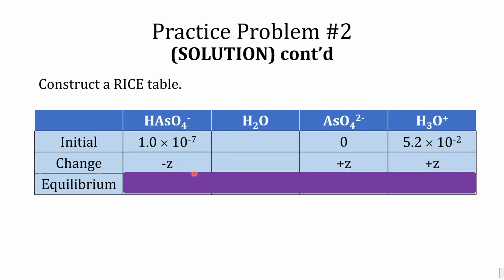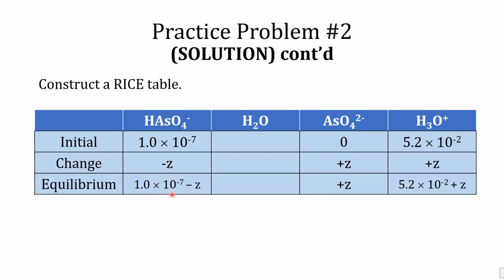The change is minus Z for hydrogen arsenate ion and plus Z for both arsenate and hydronium ion. The equilibrium concentration for hydrogen arsenate ion is 1.0 times 10 to the minus 7 minus Z, plus Z for arsenate ion, and 5.2 times 10 to the minus 2 plus Z for hydronium ion.